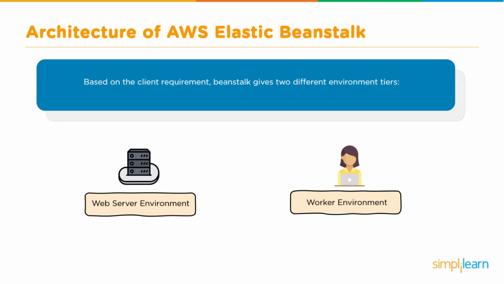Now there are two types of environments that you can select. One is the web server environment and the other one is the worker environment. So based on the client requirement, Beanstalk gives you two different types of environment to select. Generally, the web server environment is front end facing. That means the client should be accessing this environment directly using a URL. So mostly web applications are deployed using that environment. The worker environment is for backend applications or micro apps, which are basically required to support the running of the web applications. Now it depends on the client requirement what kind of environment you wanted to select.